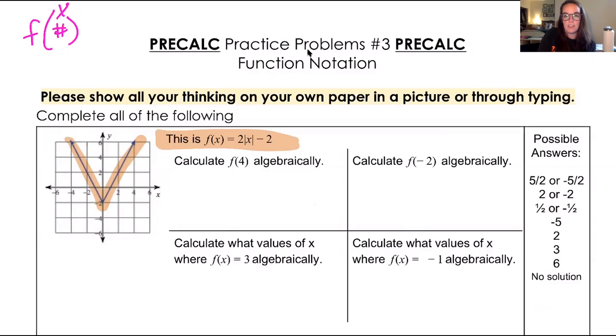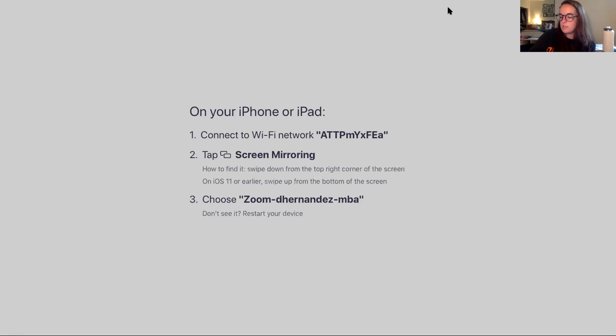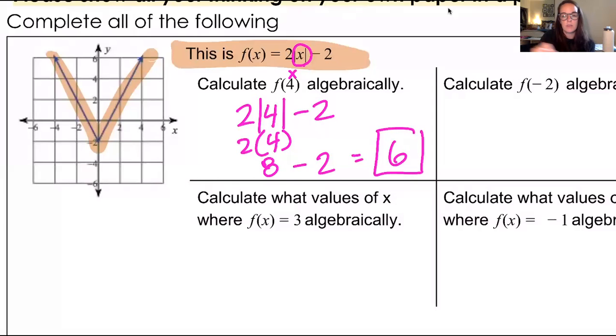I'm realizing that you can't see what I'm seeing on my screen. So hold on. Let me fix this for you. There we go. Okay, so we did this math. We plugged in the 4. The absolute value of 4 became 4. 2 times 4 is 8, minus 2, 6. So this is the coordinate. If 4 is x, then 6 is y. So I should have a point at 4, 6, which I do. It's right here. That is my point on the graph.